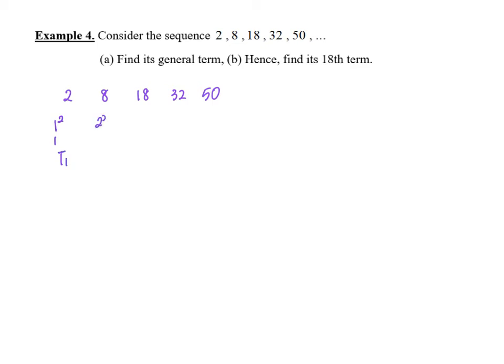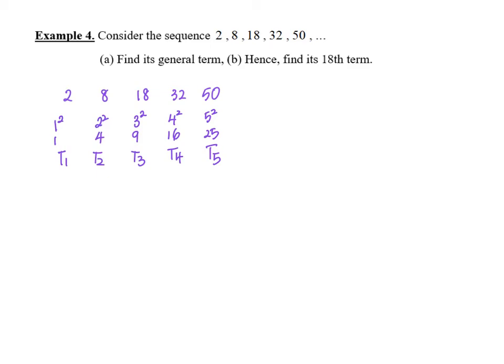2 squared is 4. How do I get 8 from 4? This is term 2. Term 3, if it's related to 3 squared, 3 squared is the number 9. How do I get 18 from 3 squared? Term 4, if I consider it to be 4 squared, that will be 16. How do I get 32 from 16? Term 5, 5 squared is 25. How do I get 50 from 25?